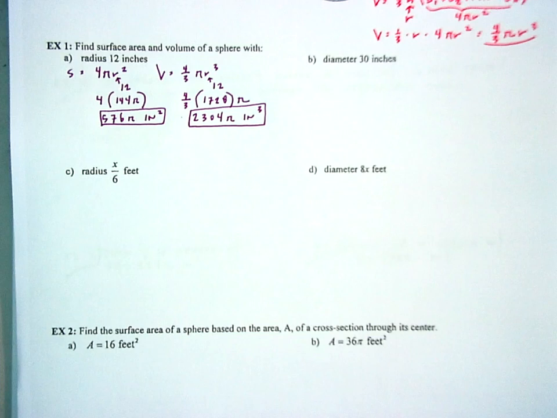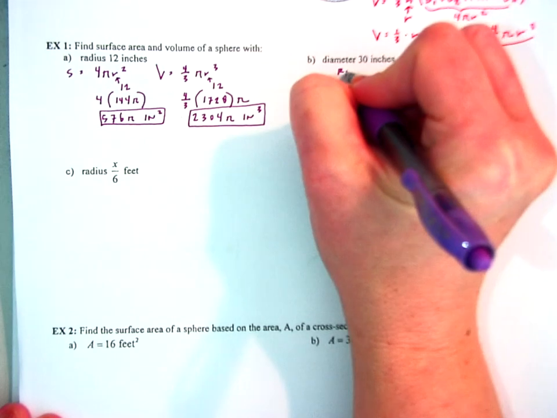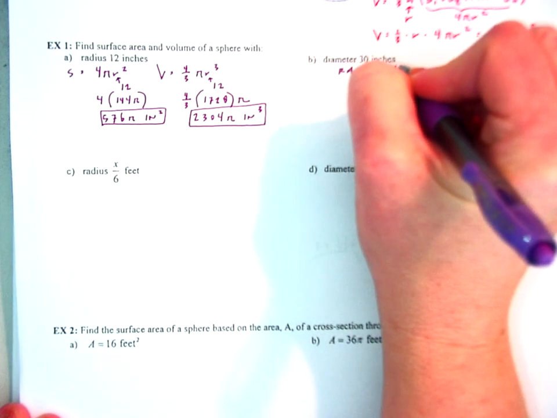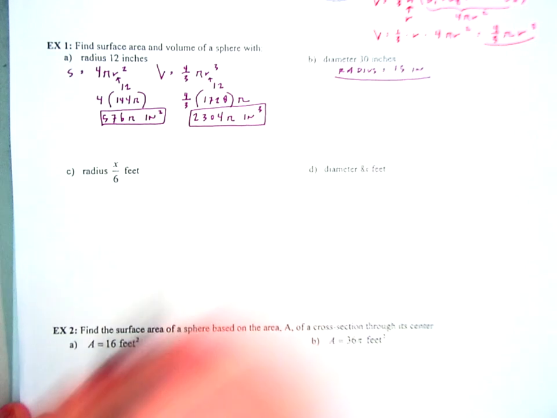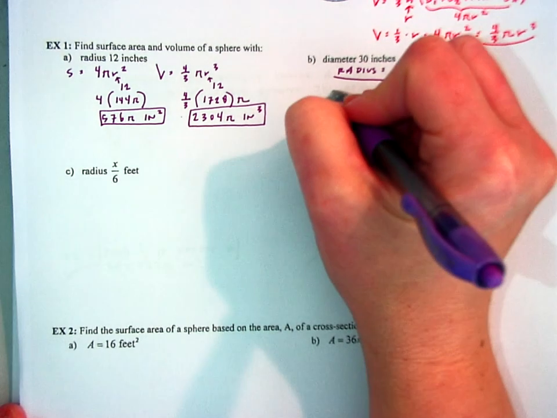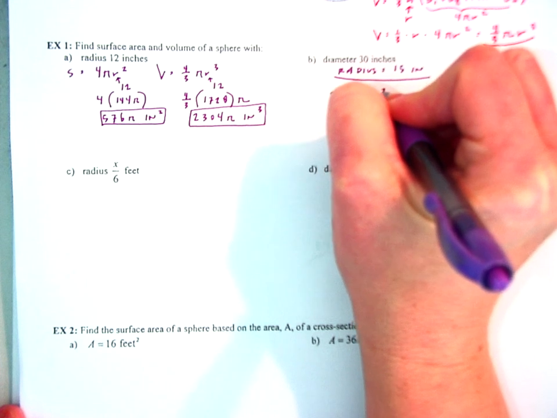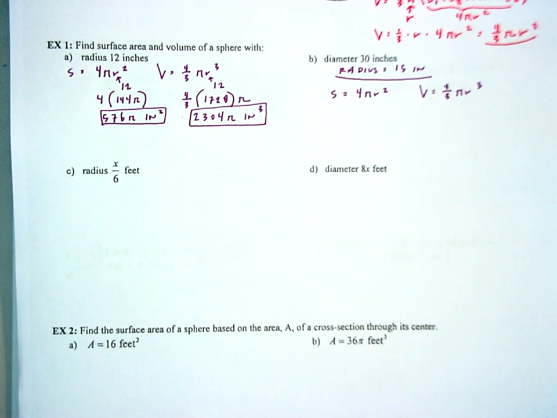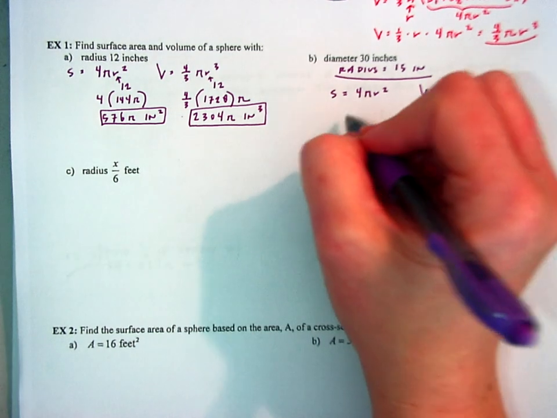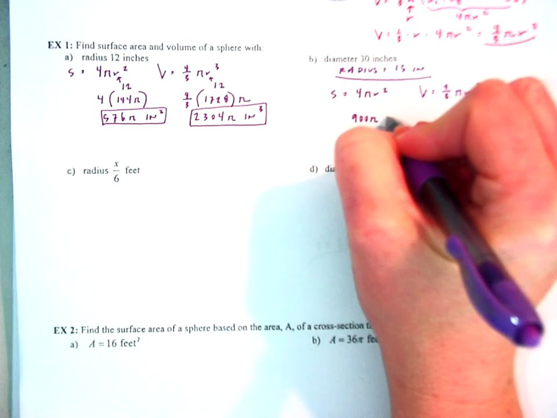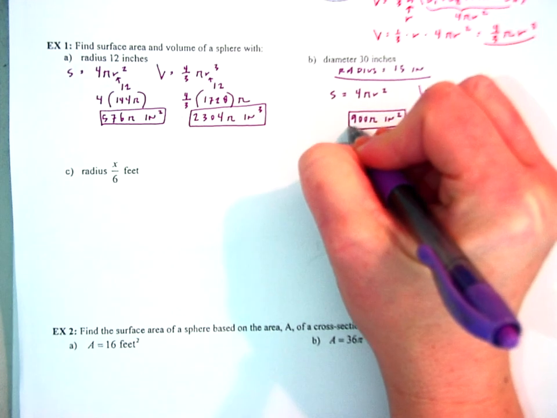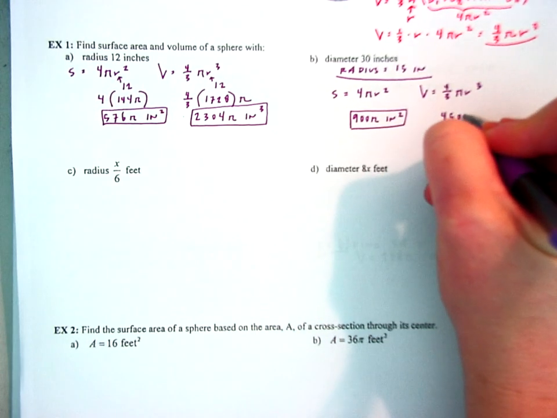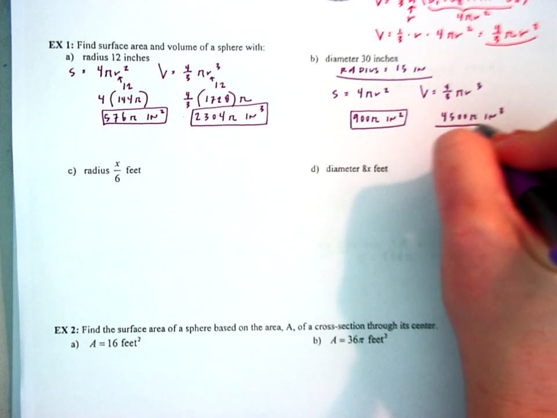All right, next example. Here, my diameter is 30 inches. If that's my diameter, my radius has to be half of it, so my radius would be 15 inches. Then again, if I lay out my formula, surface area is 4 pi r squared. Volume is 4/3 pi r cubed. Why don't you pause, plug in that radius of 15, and then unpause to see if we match. We should end up with 900 pi square inches for surface area and 4,500 pi cubic inches for volume.